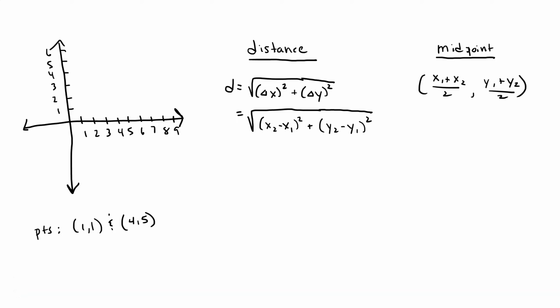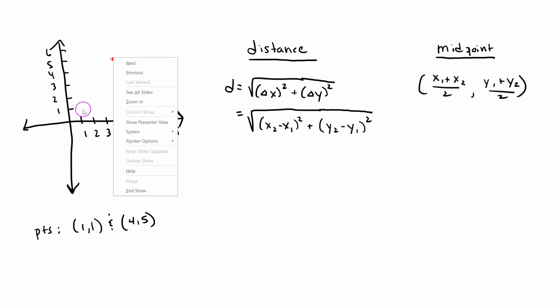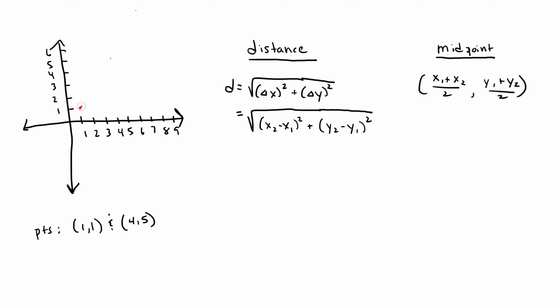In this video, we're going to look at how do we determine the distance and midpoint between 2 points on a graph. So we're given the points (1, 1) and (4, 5). And we want to know what is the distance and midpoint between these 2 points. So the distance is, what is this?